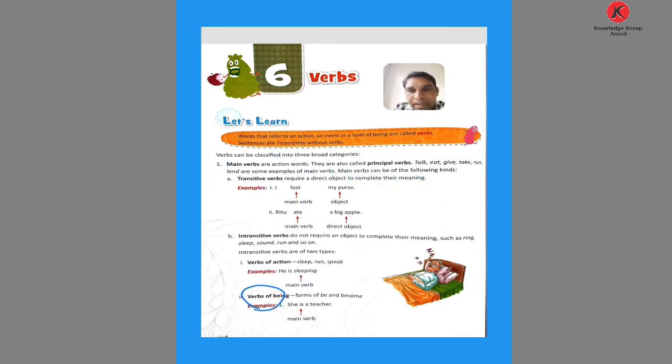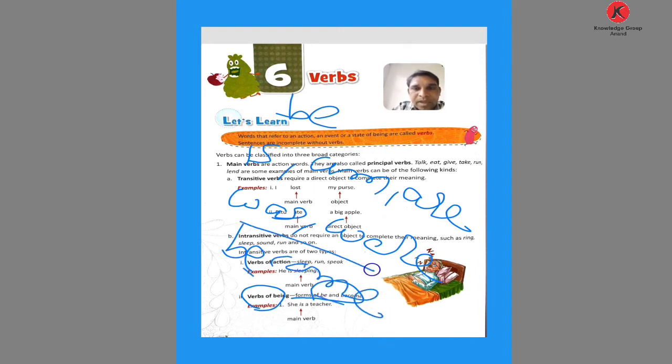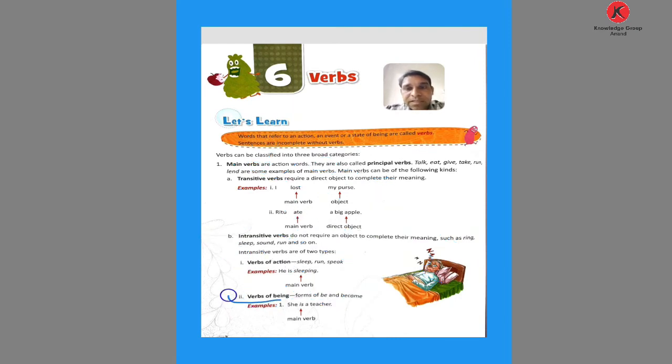And what is the verb of being? Using forms of be. What is the be form? Is, am, are, the present form. Was and were, and the word become. If you see these, present forms of be: is, am, are; past forms of be: was, were; and the word become, in a sentence without a main verb, at that time you say this is the verb of being. Look at the example.